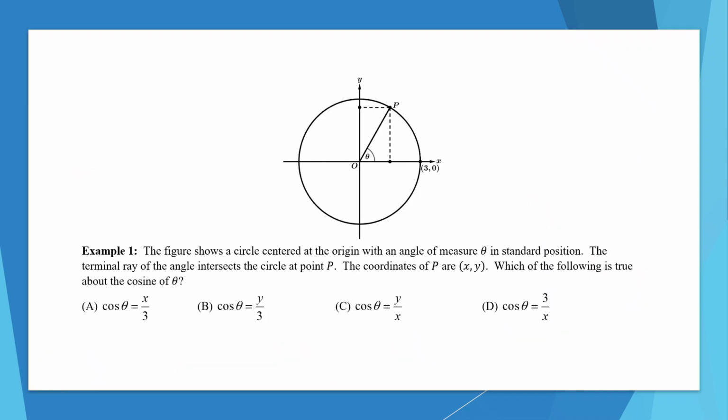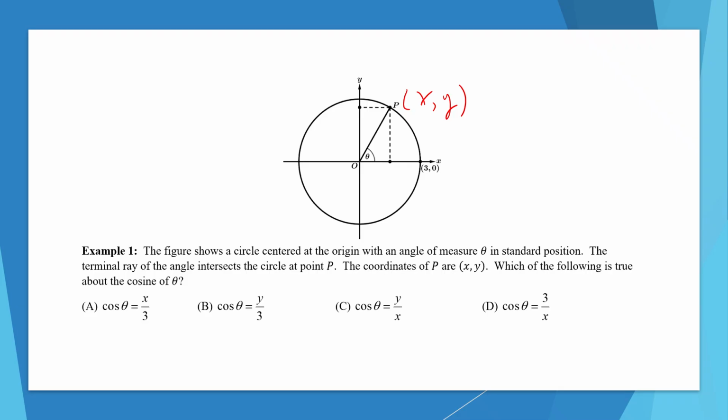All right, so example number 1. The figure shows a circle centered at the origin with an angle theta in standard position. The terminal ray intersects the circle at point P. The coordinates of P are x, comma, y. Which of the following is true about cosine?